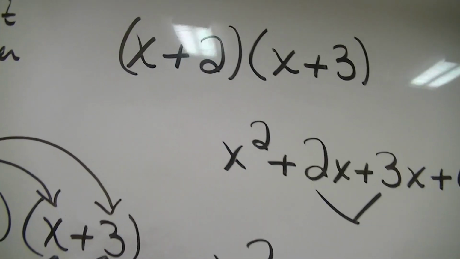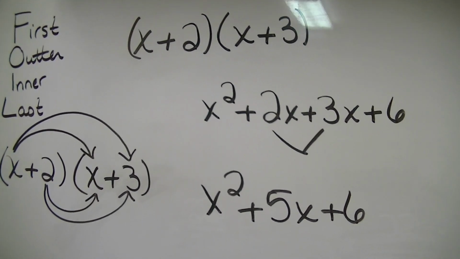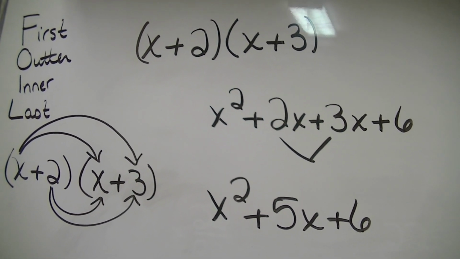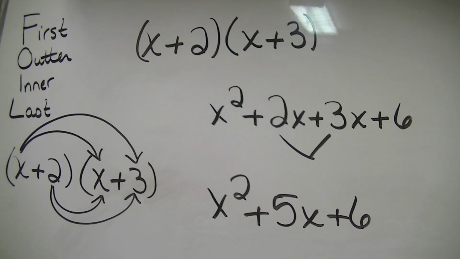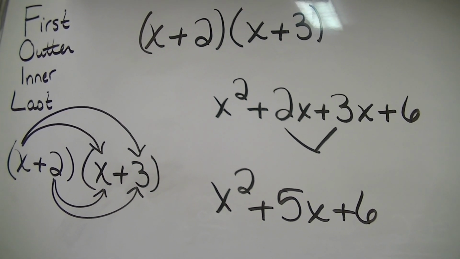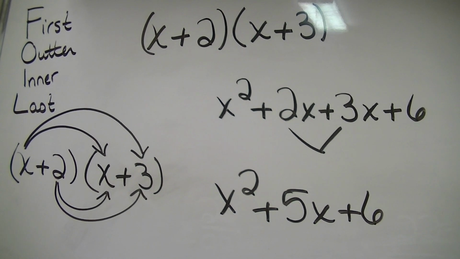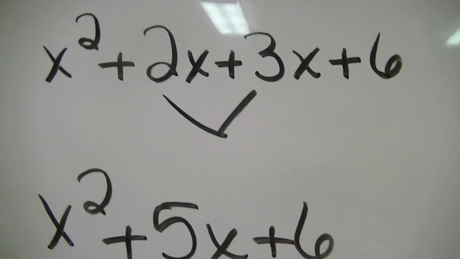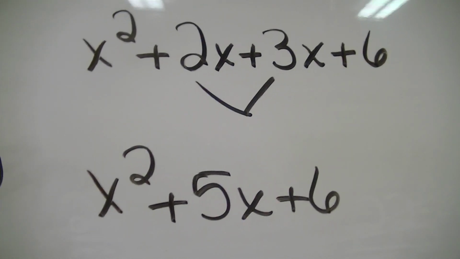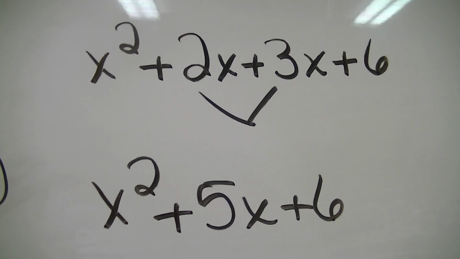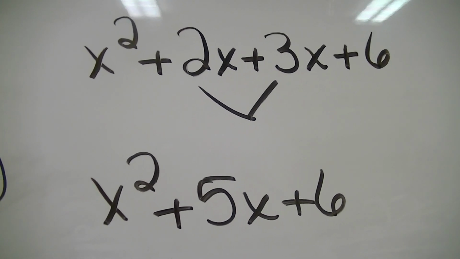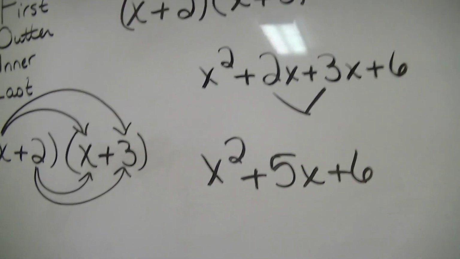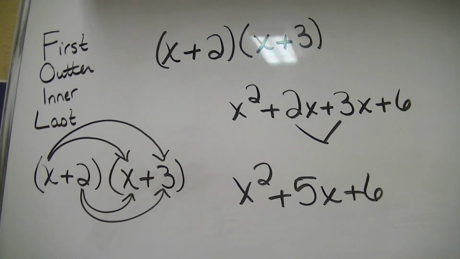So let's look back to our original equation. When we take the x times x, that gives us x squared. And then we're going to take the x times the 3, which gives us 3x. X times 2 gives us 2x. And then the 2 times the 3 gives us a total of 6. Next thing we got to do is combine our 2x and our 3x together to give us a total of 5x. So x squared plus 5x plus 6 is the answer to that FOIL method question.